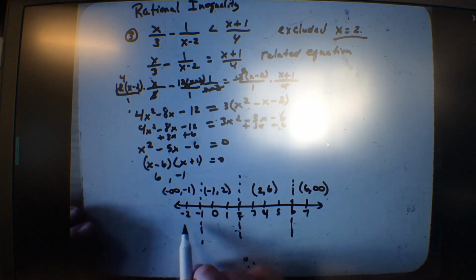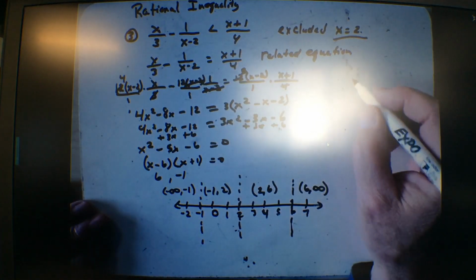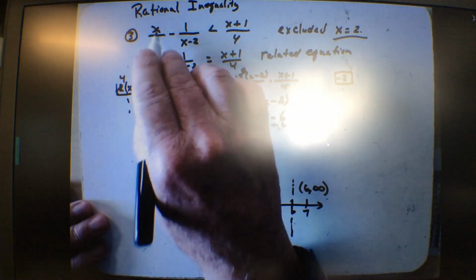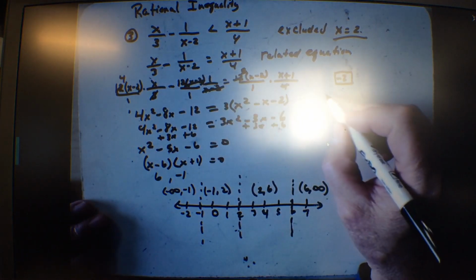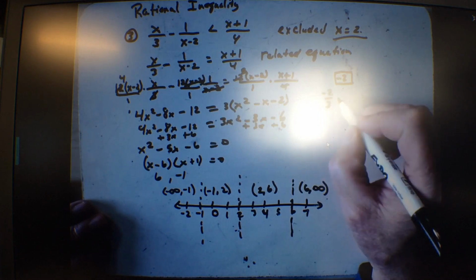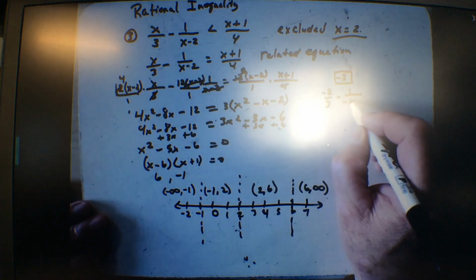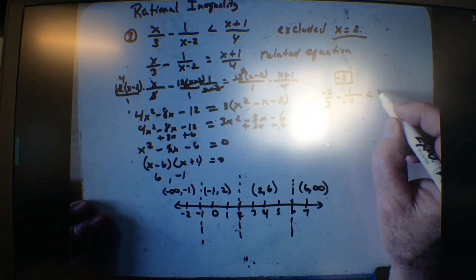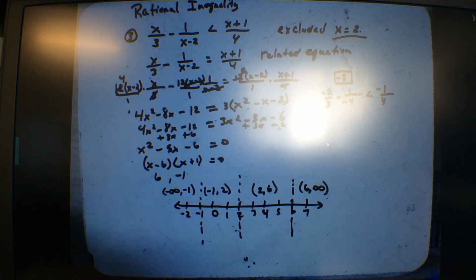So I'm going to start with a -2. Can you see that -2 is clearly in that area, right? Yes. And when you test a -2, here's what you do. You just get a plus or minus, okay? So you have -2/3, right? Minus 1 over, if that's a -2 minus 4, that's a -4, correct? Is less than -2 plus 1, which is -1 over 4. Is that true? Okay, let's take a look now.